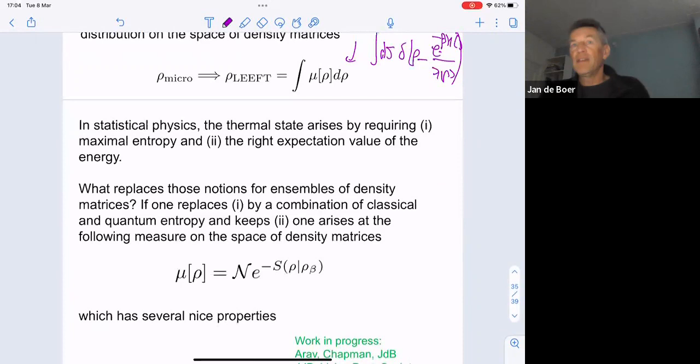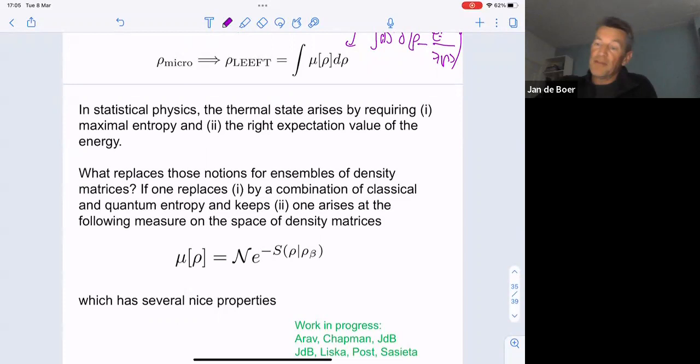Well, the minimal thing you can do is to keep the same two criteria. You just need to think hard what you mean by maximal entropy if you have a measure on the space of density matrices, but that you can write down using a combination of classical and quantum entropy. And you could still insist that the expectation value of the energy is input. And if you do that, you get, for example, a measure on the space of density matrices. It's a very straightforward computation, which is given by e to the minus the relative entropy of the state rho with the thermal state. So it's some probability distribution that is peaked around the thermal state, but it has a certain width. And that seems to be controlled by the relative entropy.